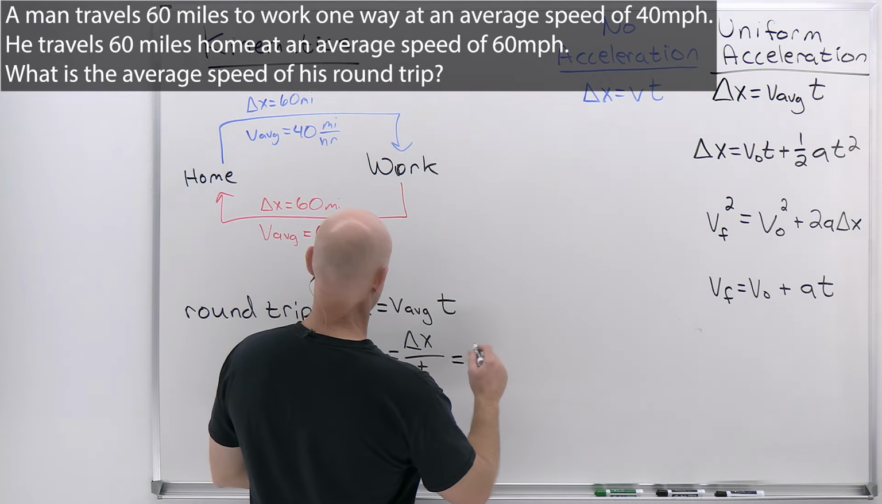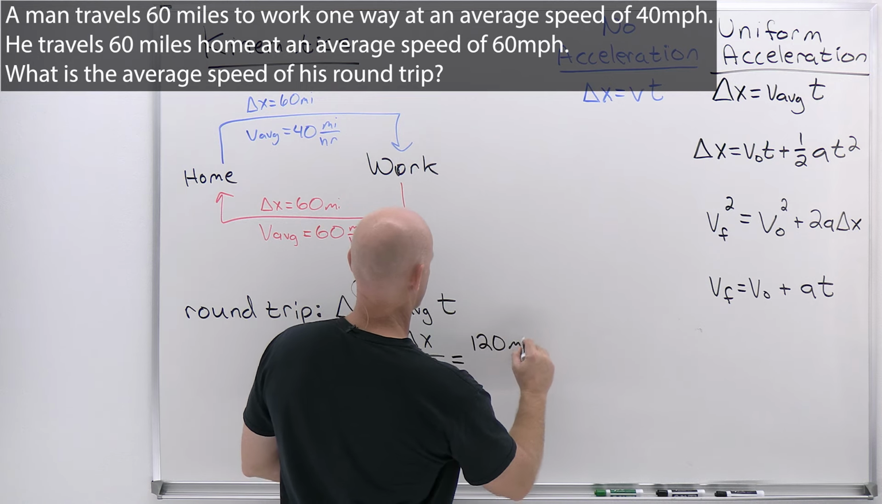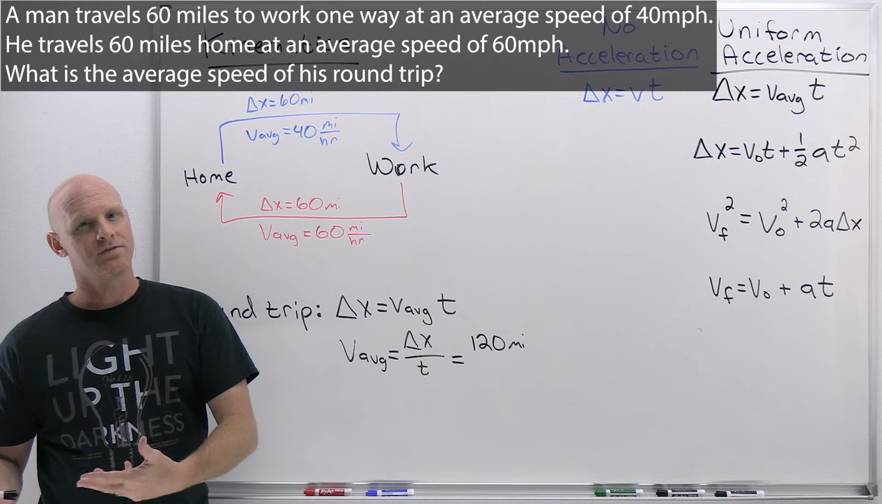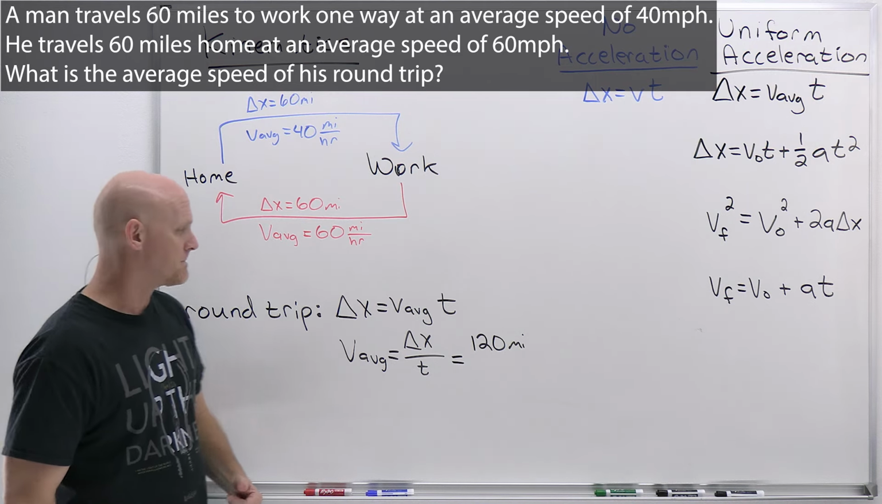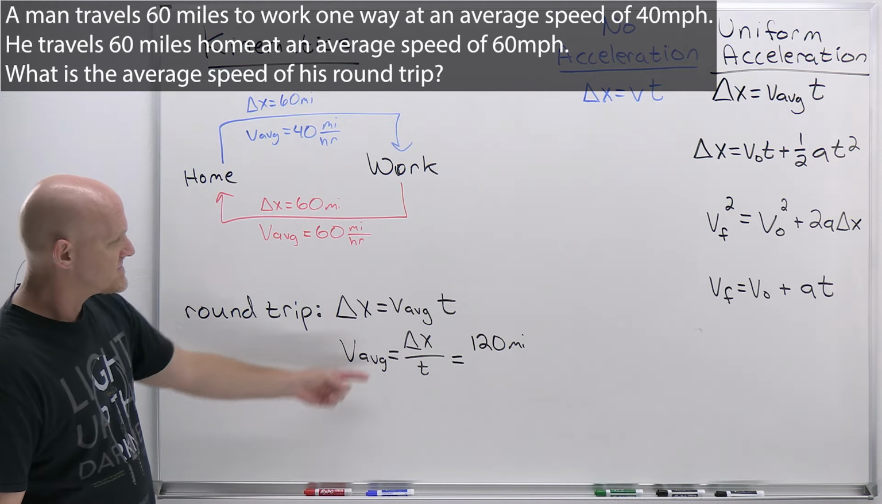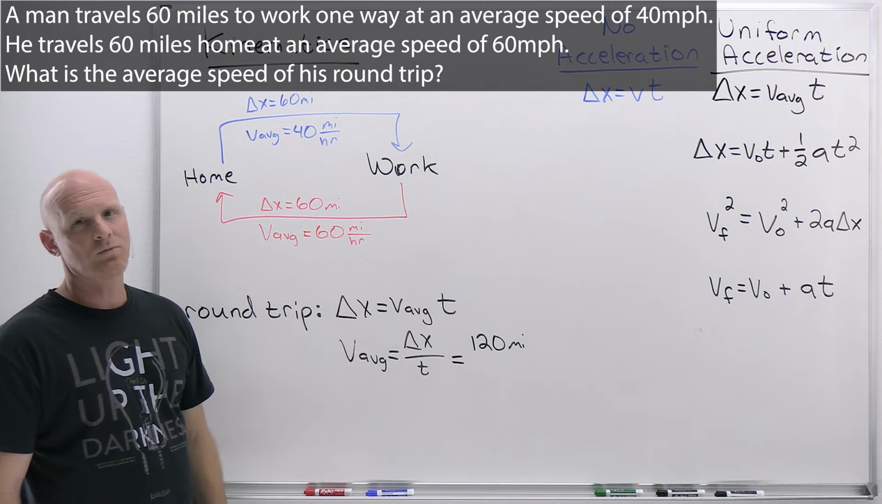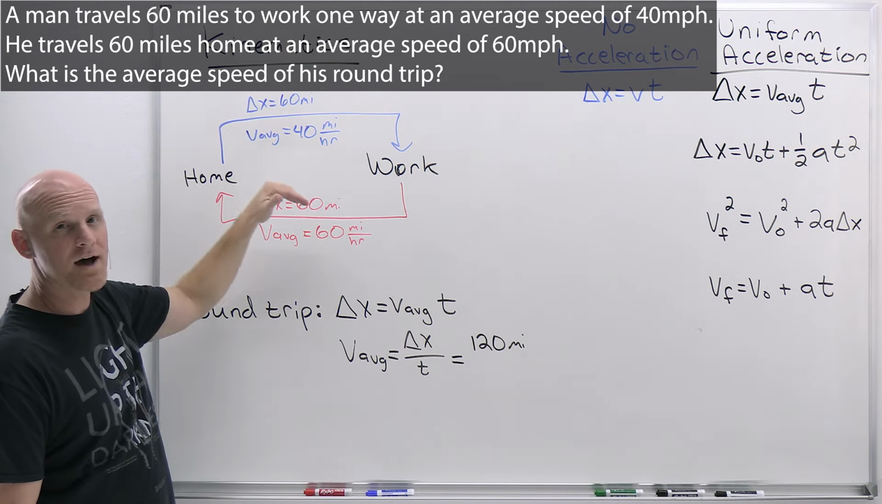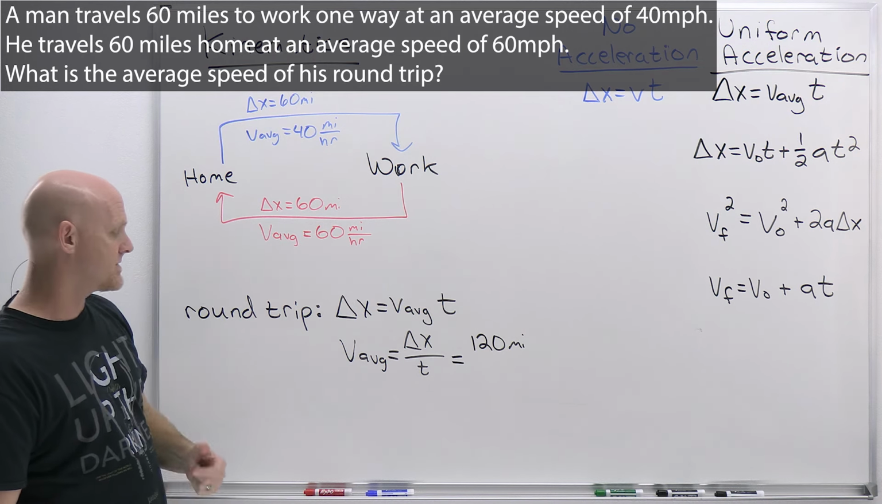His displacement would be 0, that's tricky. So about 120 miles for the distance. Notice we're really dealing with distance and speed, scalars, rather than velocity and displacement here. All right, so 120 miles is his total distance traveled, but the time, we don't have that. So we've got to find the time on the way to work and the time on the way home and add them together to get there.